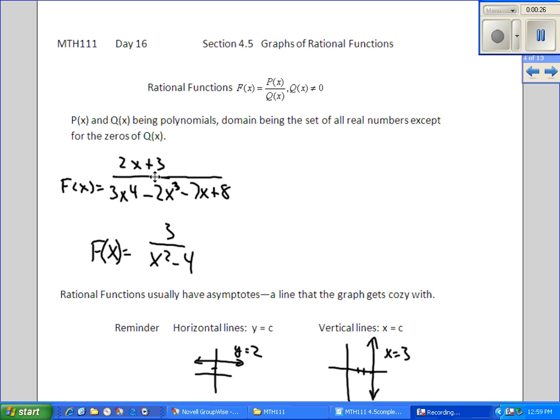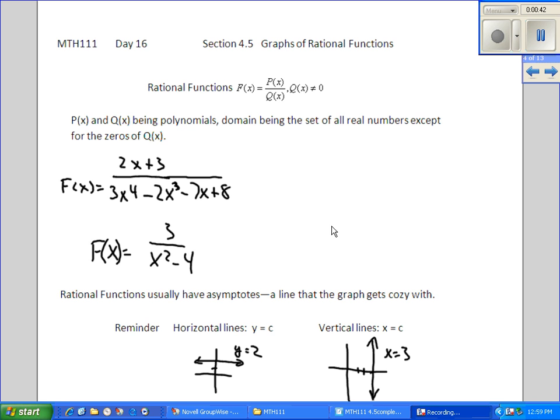Here's an example. 2x plus 3 is a first degree polynomial, a linear function, divided by a fourth degree polynomial. Here's another one, 3 divided by x squared minus 4. 3 is a zero degree polynomial divided by a second degree polynomial.